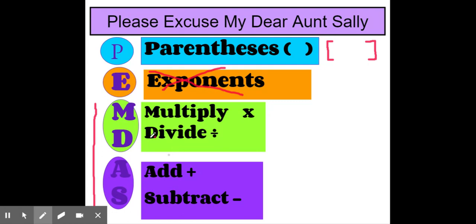Now, with multiplication and division, we have to solve from left to right. And I will show you what that looks like in a moment. But if you see multiplication first, you solve that. If you see division first, you solve that. You do not go to multiplication first if it's not first, and you do not go to division first if it's not first. And you do the same thing with addition and subtraction. We solve from left to right.